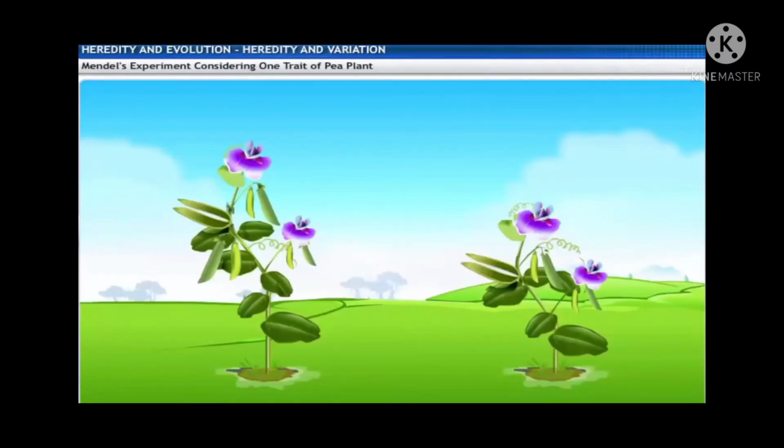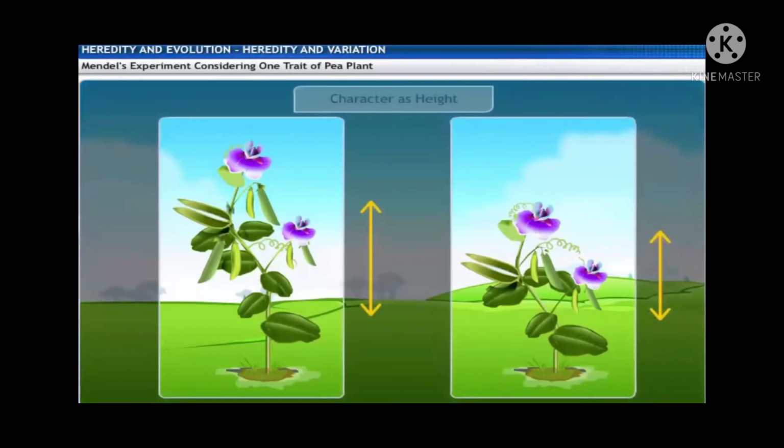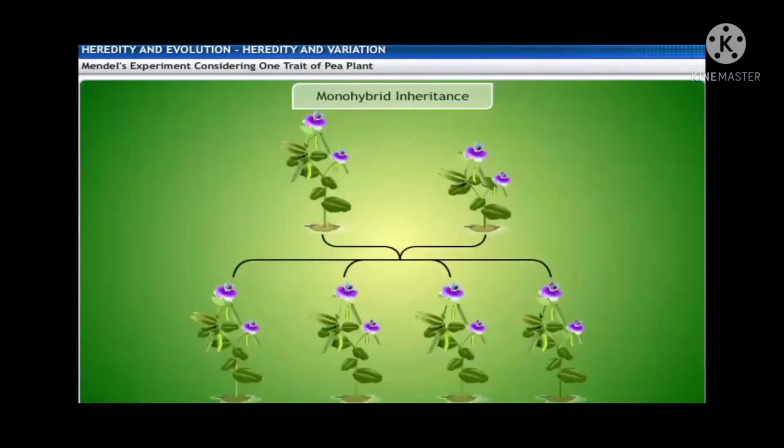Well, let me explain this through Mendel's experiment, in which inheritance of only one character, for instance the height of the pea plant, is considered. Such inheritance pattern is referred to as monohybrid inheritance.